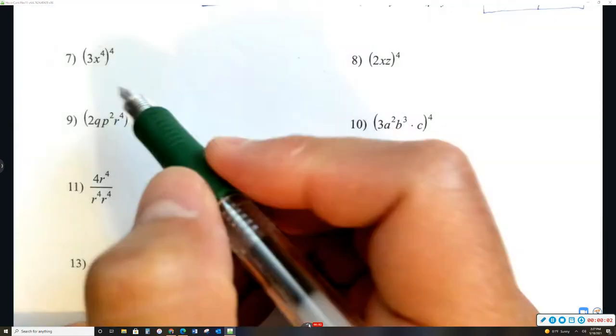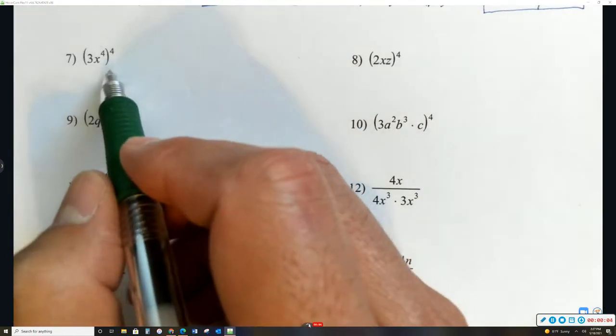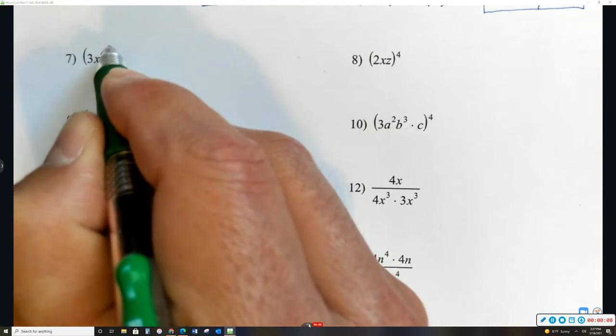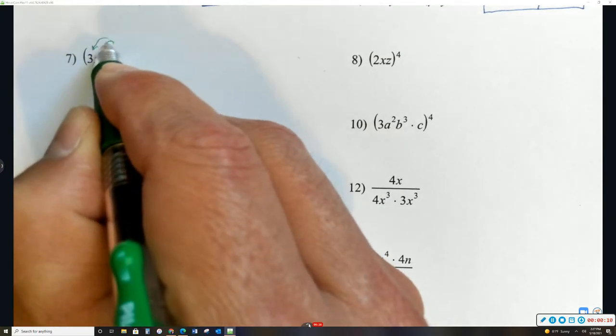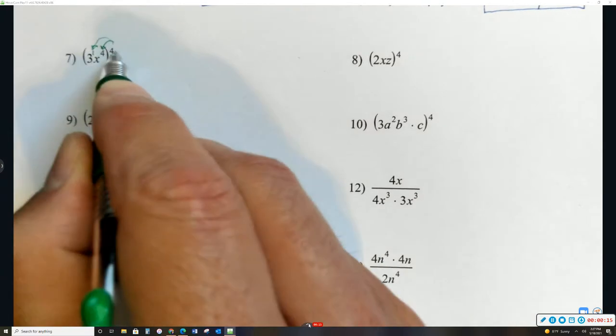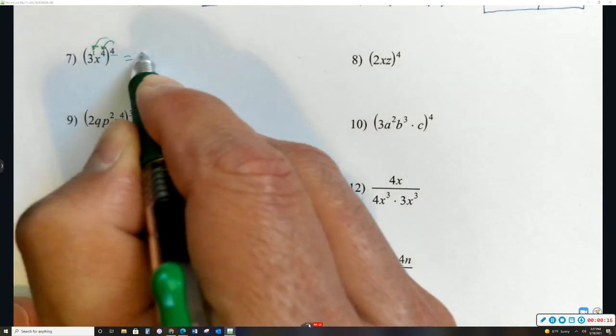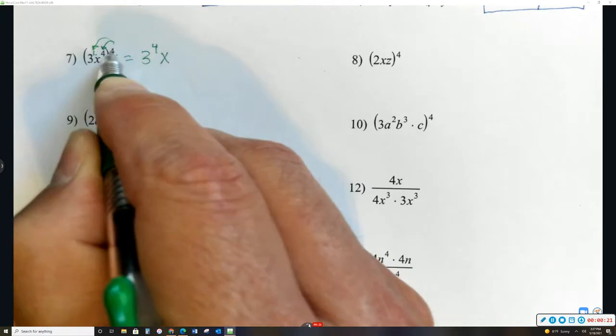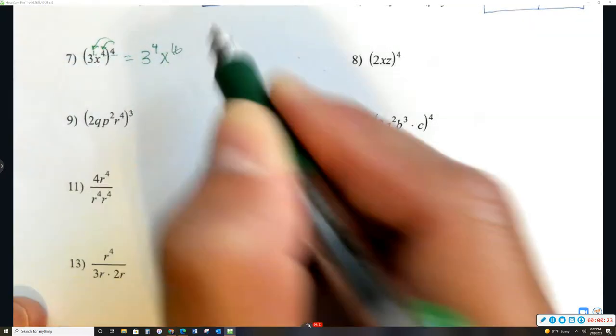So if we continue with these, this is a power of a power. So remember, this outside power needs to be applied to everything on the inside. I can put a 1 there and say 4, so I have 3, and then 4 times 1 is 4, and then I have the 4 there, and then 4 times 4 is 16.